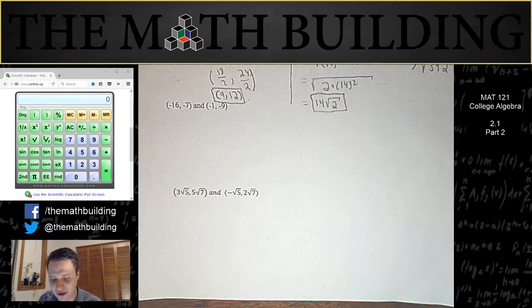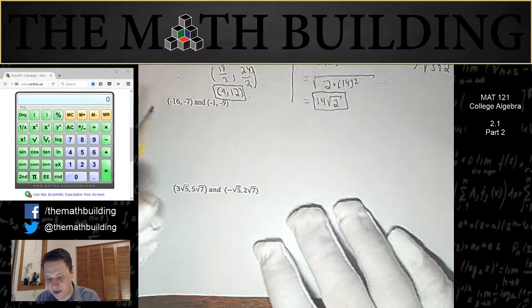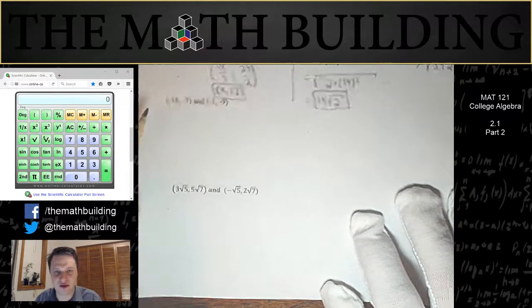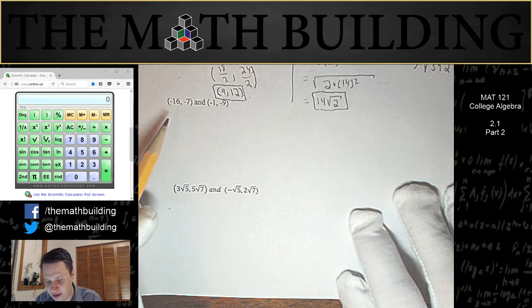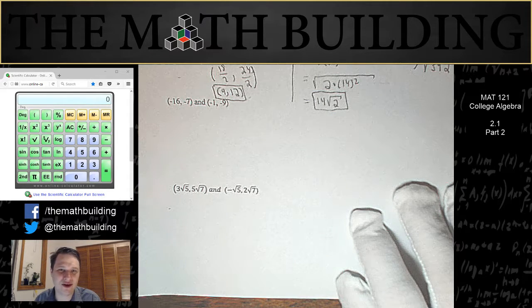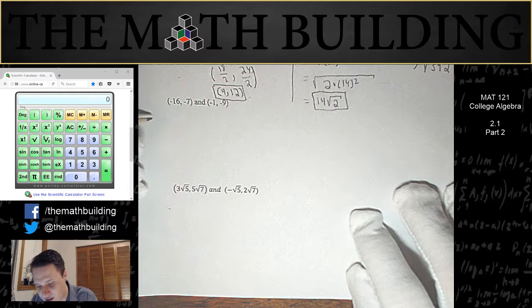My name is Gregory Carlson, and let's do the next example. It is find the midpoint and distance between (-16, -7) and (-1, -9). So really the only difficult part here is watching out for the negatives. So let's find the midpoint.